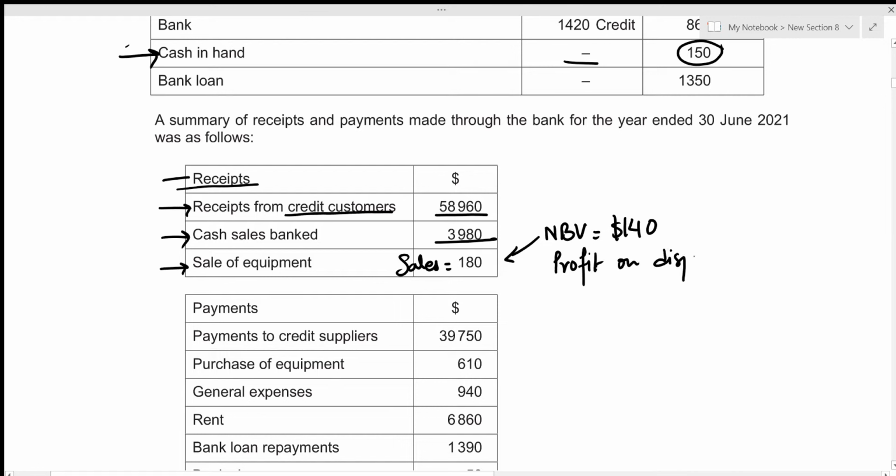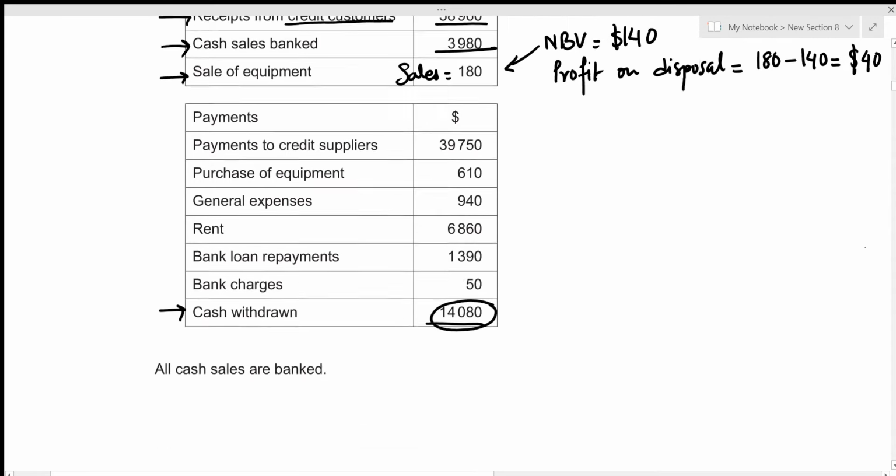Let's just figure out the profit as well. This is going to be the difference between sales value and net book value, which is 180 minus 140, which gives the profit on disposal to be 40. Again, this will also be recorded in the income section in the income statement.